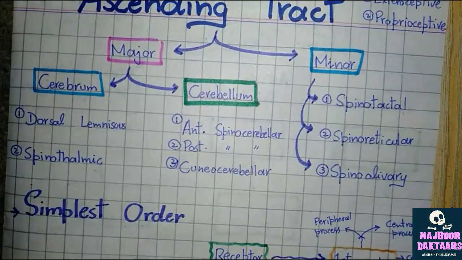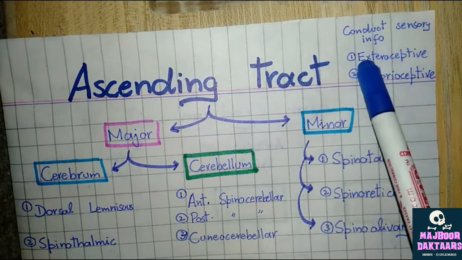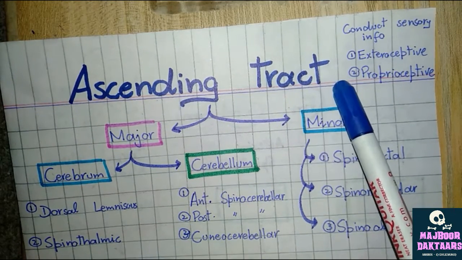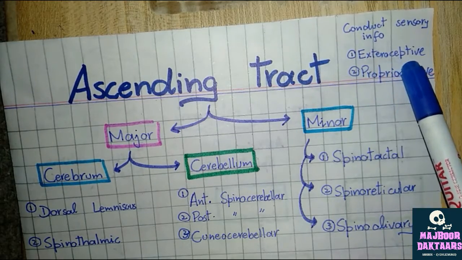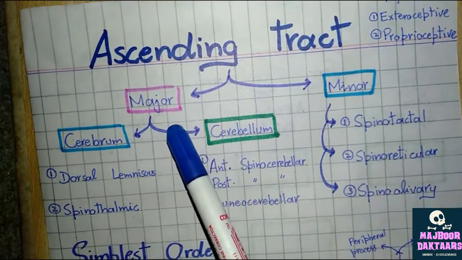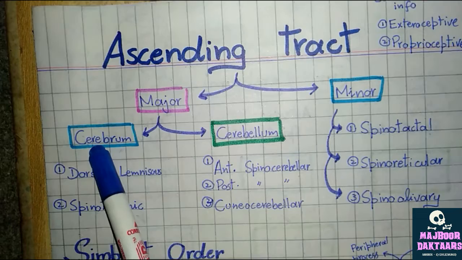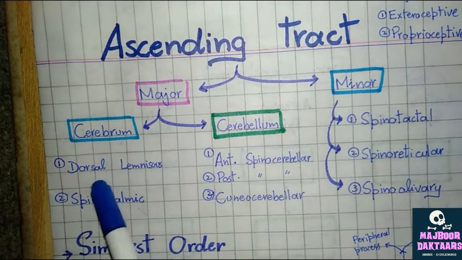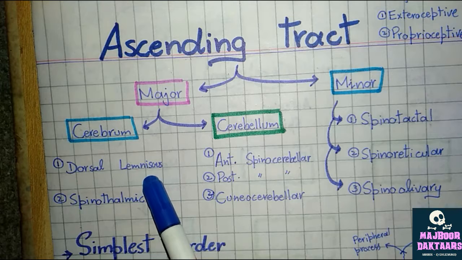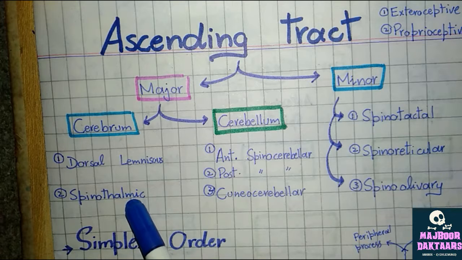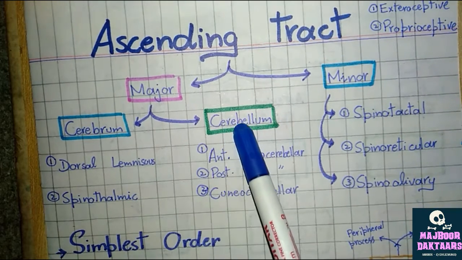Now a quick recap. Ascending tracts are the tracts which contain sensory information from the lower body to the brainstem and the brain itself. They contain exteroceptive stimuli from outside the body and proprioceptive stimuli from inside the body. We have divided ascending tracts into major and minor tracts. Among the major tracts, we have the dorsal lemniscus, which contains the impulses for discriminative touch and proprioception, and the spinothalamic tract, including the anterolateral part. The lateral causes pain and temperature sensation, while the anterior causes crude touch sensation.